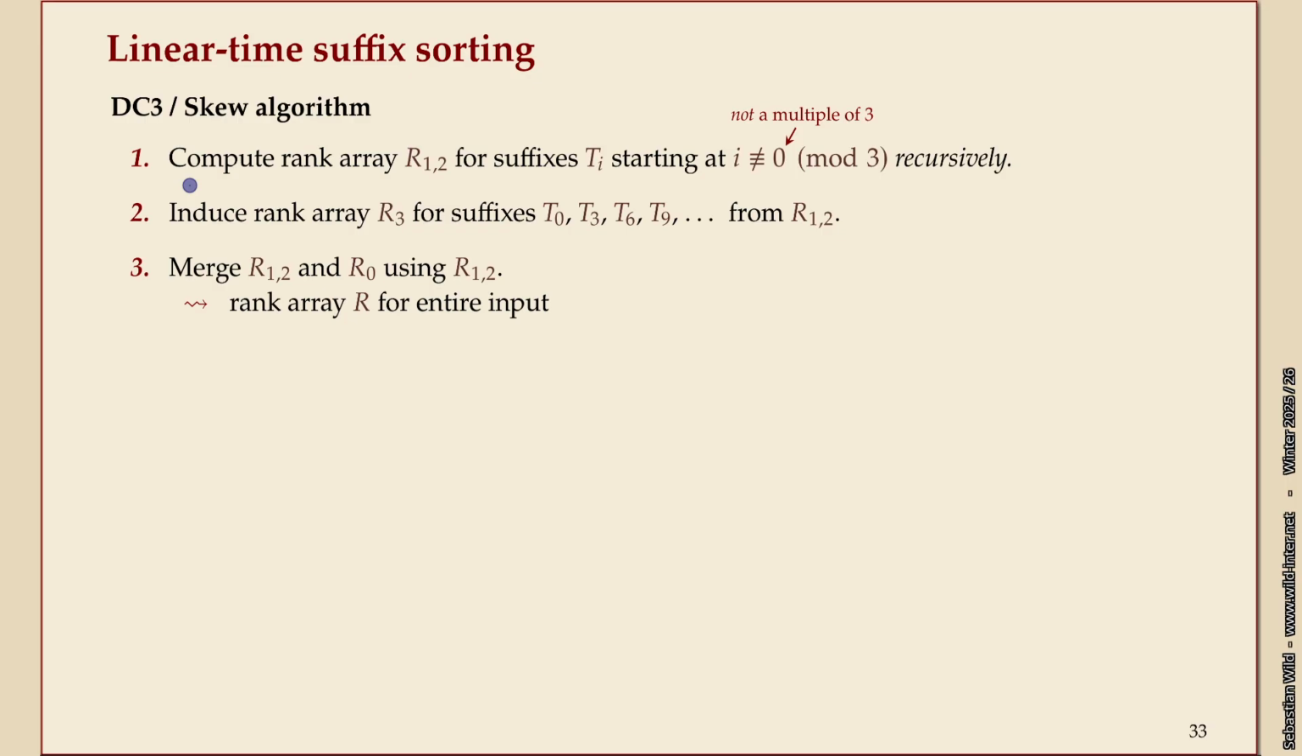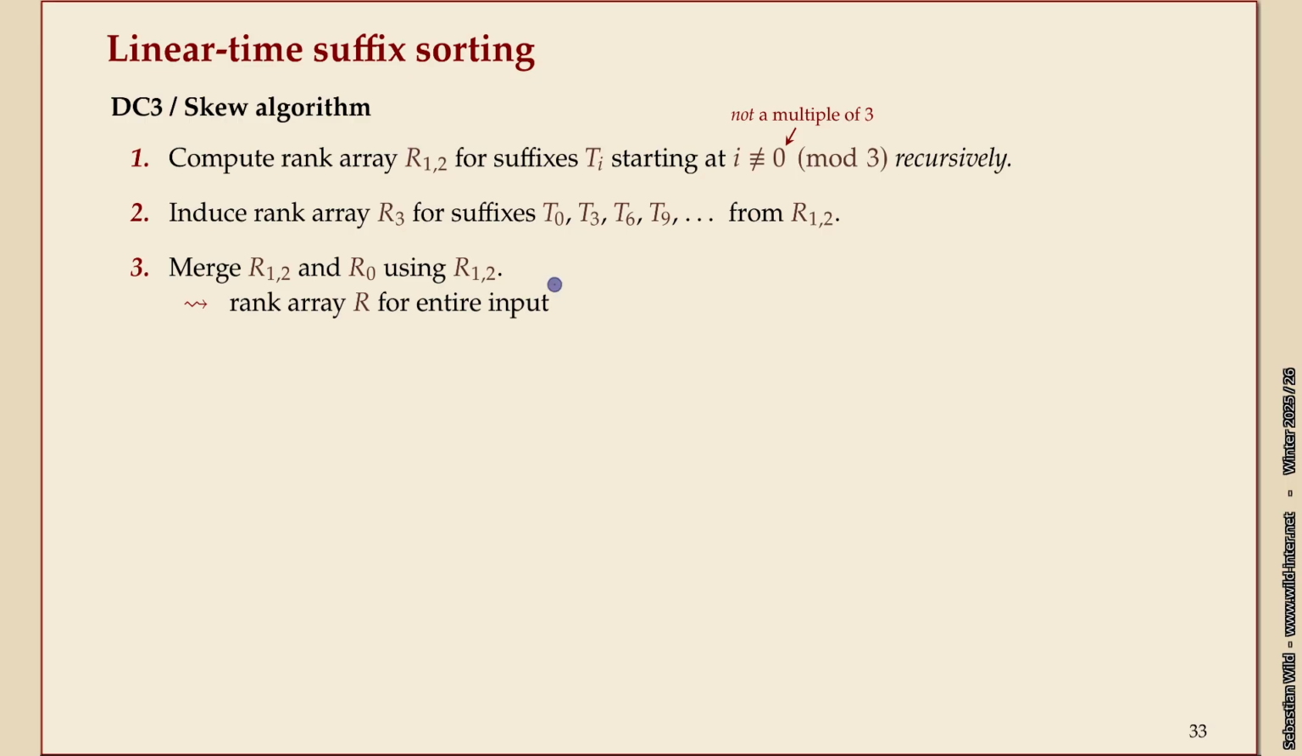And it does an awkward thing. It first recursively computes some of the ranks, namely for all of the starting positions in the text that are not at a multiple of 3. So for 2/3 of the input, you compute recursively what the solution should be. And then you use what you've computed to infer for the other third, the sorted order, or the rank array to be specific. And finally, you merge those two to get the sorted order for the overall list of suffixes.